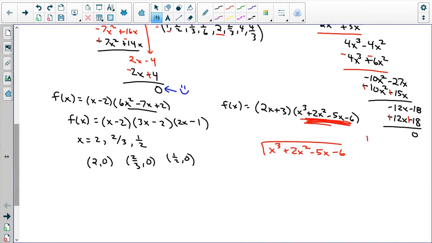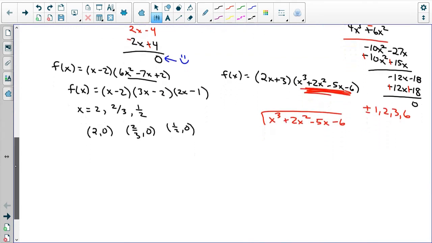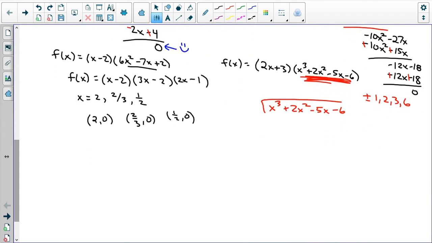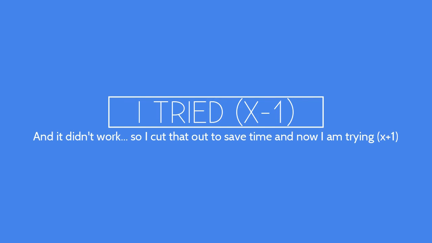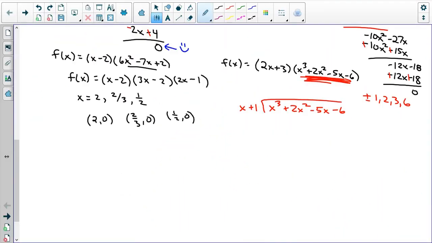So I know my possible answers are plus or minus 1, 2, 3, and 6. I have nothing to divide by because the leading coefficient of x cubed is 1. So I'm going to try x plus 1, which would mean that I have a root at negative 1. I'm just going to try them in order of easiness to hardness. That's basically the best way to go about this.